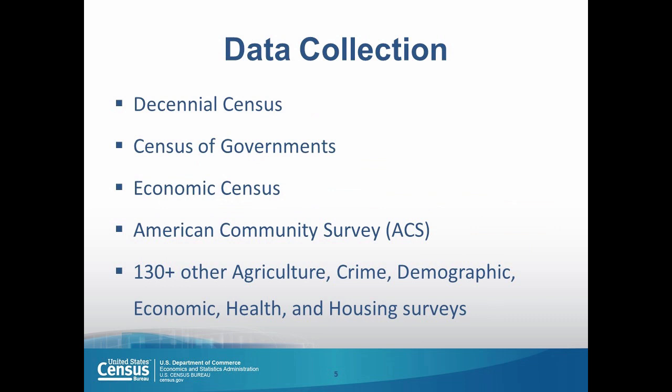The census collects different types of data, such as the decennial census, the census of governments, the economic census, the American Community Survey, and over 130 other agricultural, crimes, demographic, economic, health, and housing surveys. The most popular data collected by the Bureau is the decennial census.